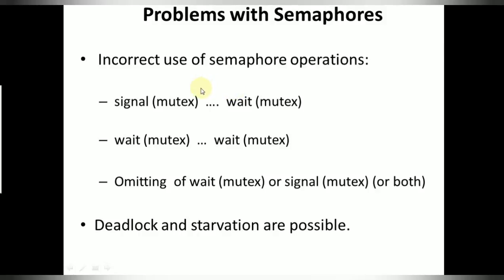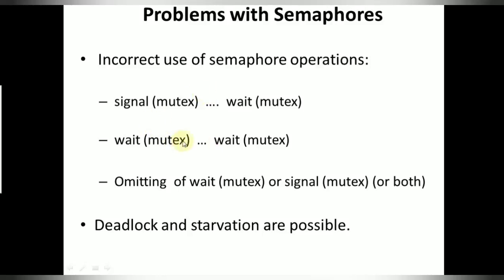What if signal mutex is run first and then the wait mutex is run, what happens? The mutual exclusion is violated. You are allowing other processes to enter the critical section.